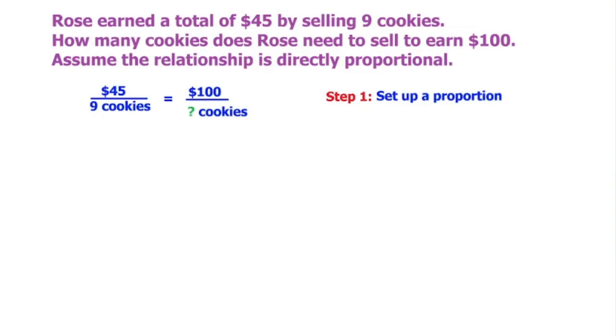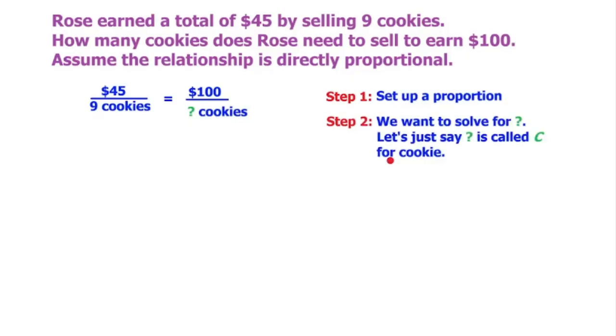So step 2, we want to solve for the question mark. We want to figure out how many cookies we have to make. So let's just say question mark is called C for cookie, okay? So let's call it C. Now let's rewrite the expression and it'll look like this. So now what we've done is we've actually replaced this question mark with a variable, and that's all we've done.